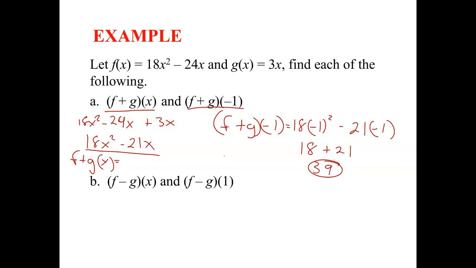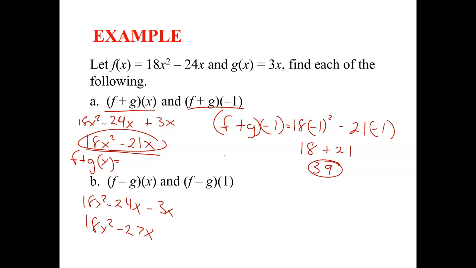So, combination, and then using it to evaluate once we know what x is. So what's our final? Because it said find f plus g of x, that's f plus g of x, and f plus g of negative 1, which is 39. So it's both. Same thing with the subtraction. 18x squared minus 24x minus 3x. 18x squared minus 27x is the combination of f minus g of x.